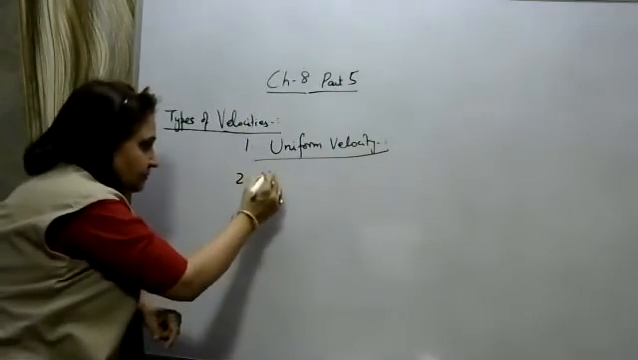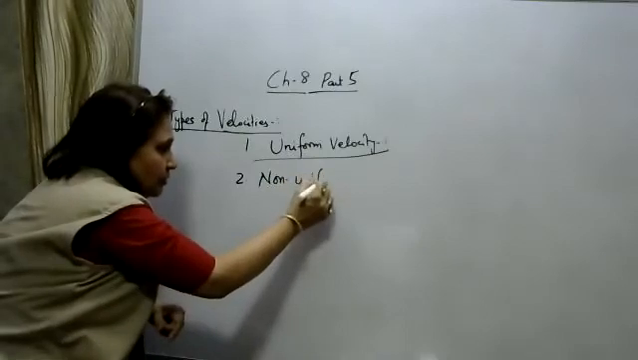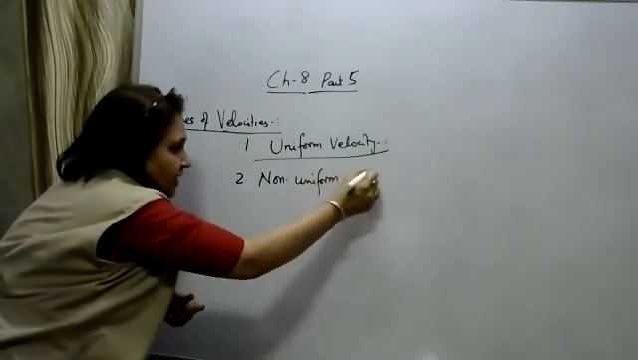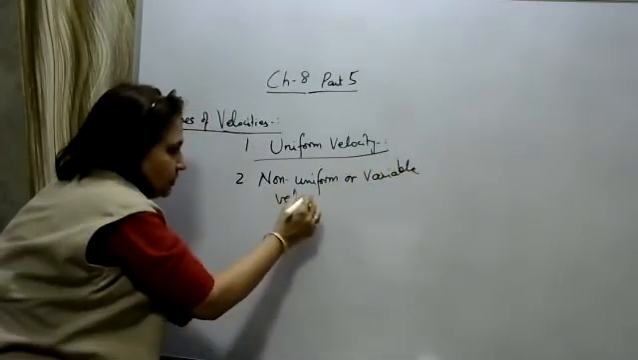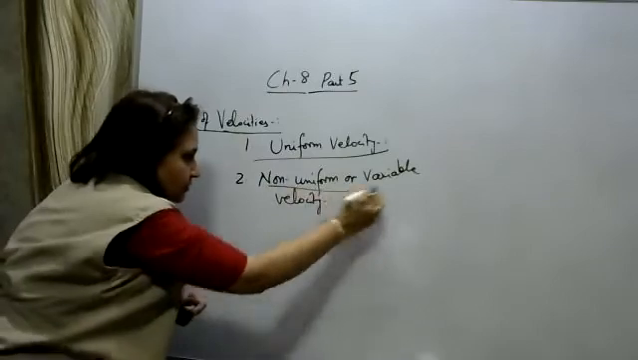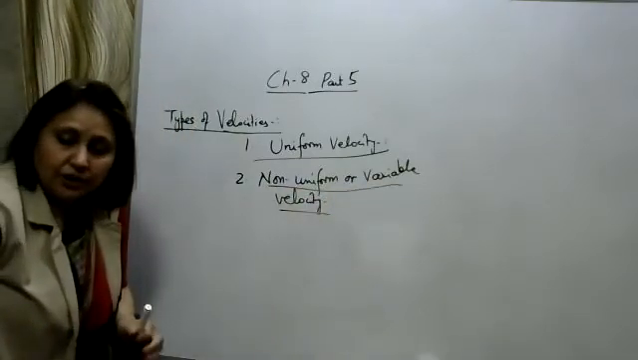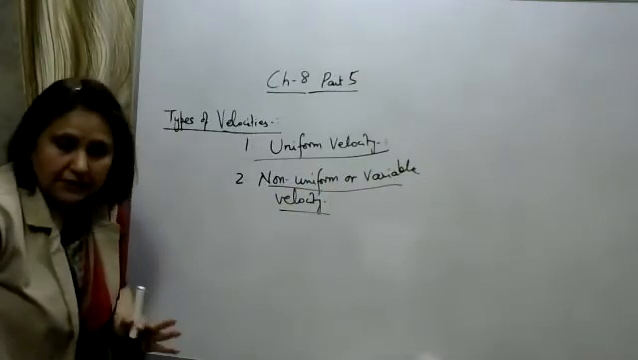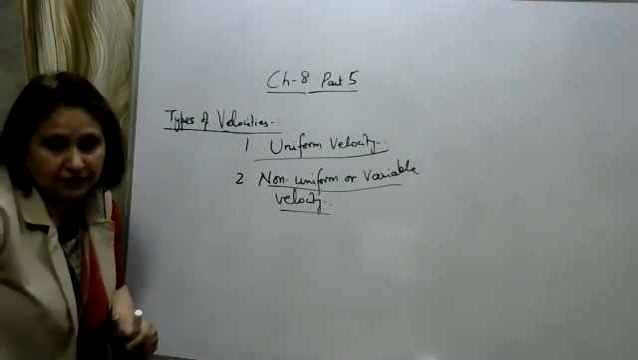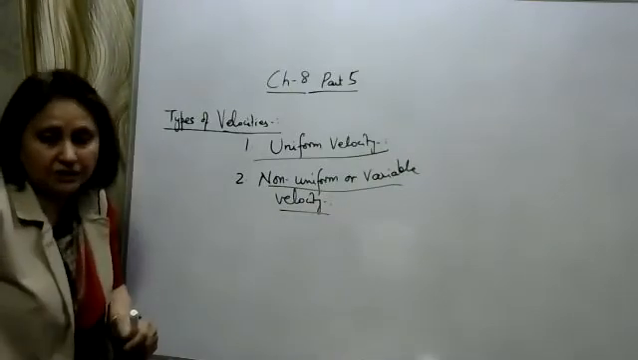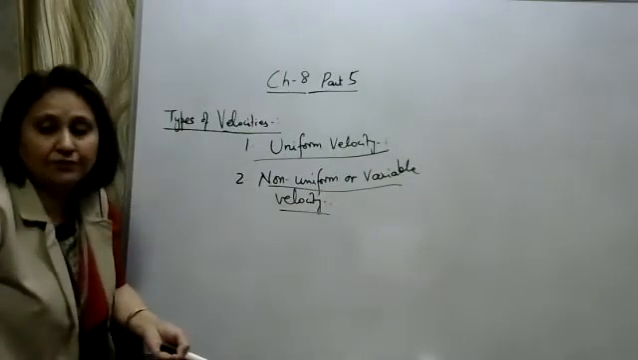Write the second one, non-uniform or variable velocity. Non-uniform, variable, that is, the velocity is varying with time. The velocity is not constant with time. The velocity is changing with time. Then such a velocity, we call it variable velocity, non-uniform velocity.